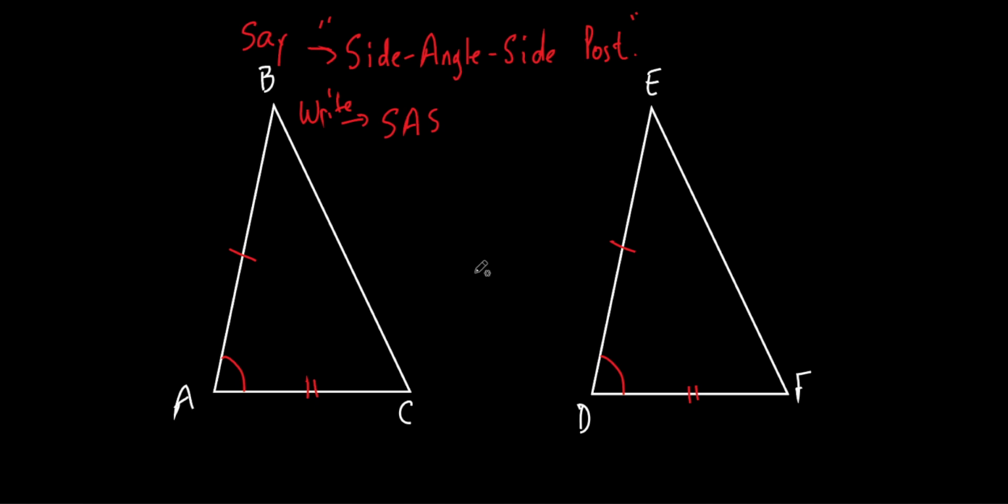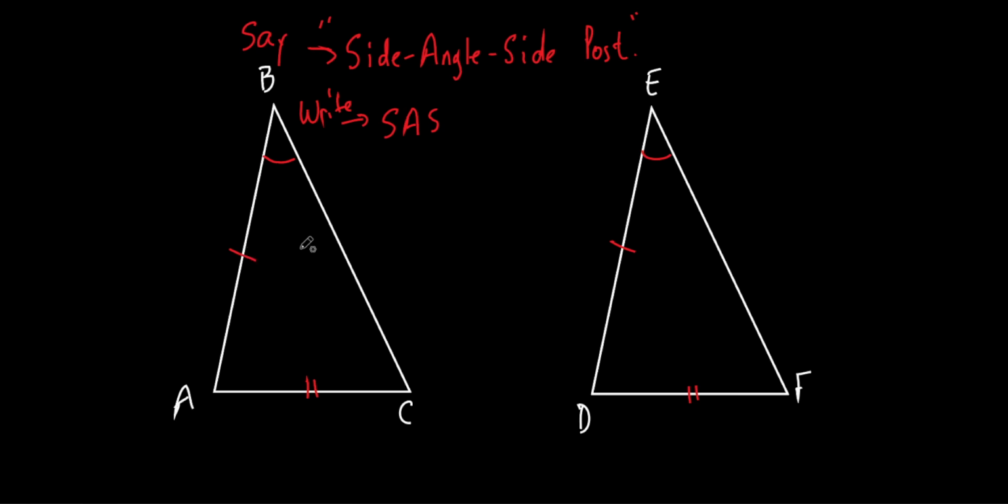Everybody good? Okay. Again, it's very important. The angle must be between the 2 sides. All right? What if I gave you this? What if I said this angle was equal to this angle? Are we able to tell that those triangles are congruent now because of side, angle, side?